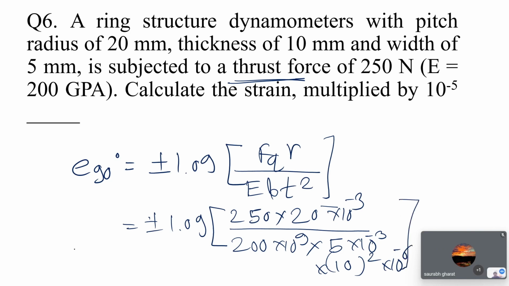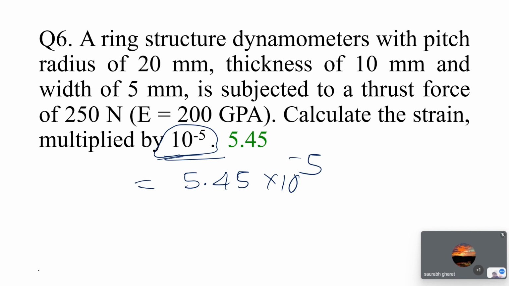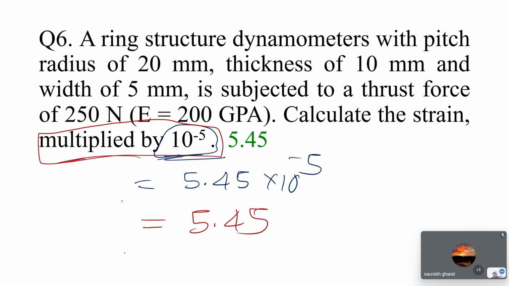Okay, you got everything, and then just multiply. After multiplication you will get the answer, that is 245 × 10 raised to minus 5. But in the question it is multiplied by 10 raised to minus 2. This given value is multiplied by 10 raised to minus 5. So your answer is equal to 5.45. That will be your correct answer.